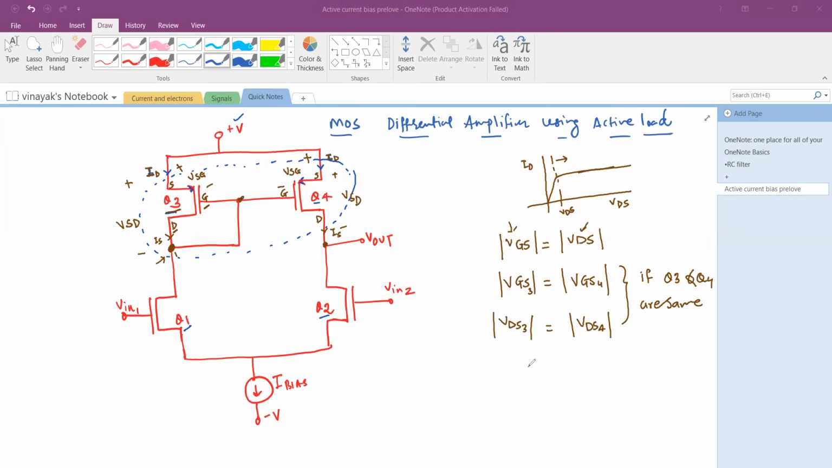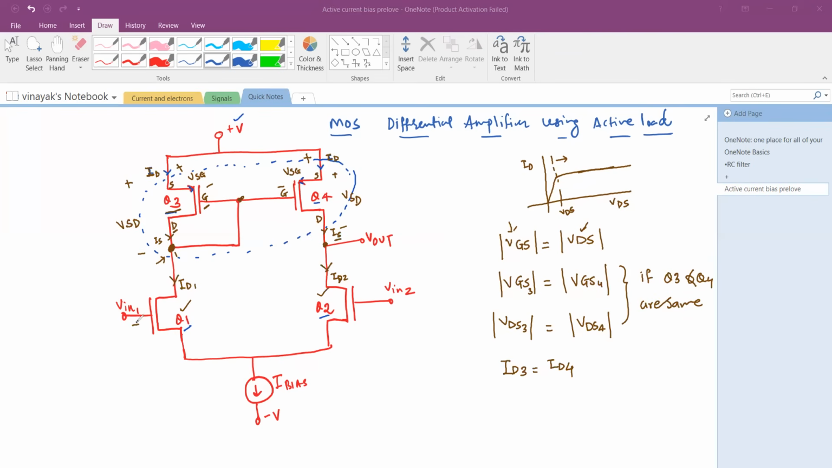So if that is the same, then we say that ID3 is equal to ID4. This is a current mirroring technique where we just mirror the current in transistor Q3 into the transistor Q4, and that becomes the basis to provide the bias currents to the transistor Q1 and Q2, which is a differential pair. And then your ID1 here, this is your ID2, which are the current coming from the top.